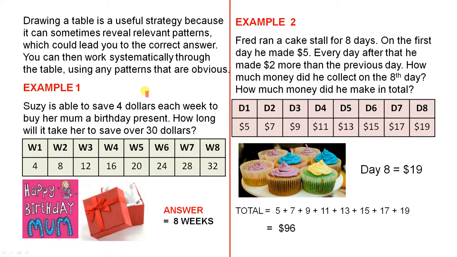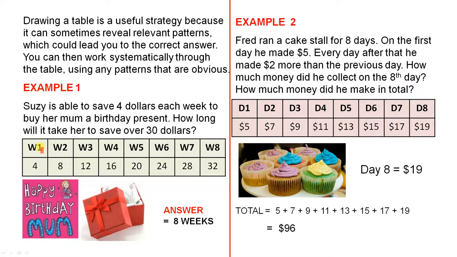Example 1. Susie is able to save $4 each week to buy her mum a birthday present. How long will it take her to save $30? This is a perfect example of using a table. So we keep building the table up until we get to our answer.